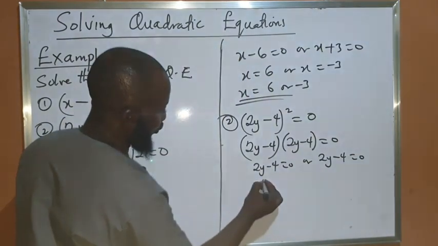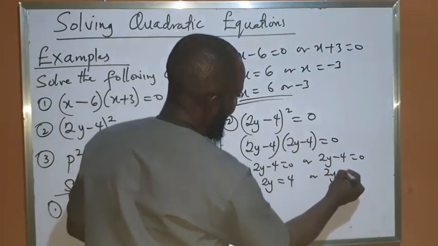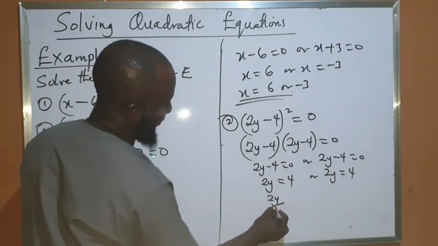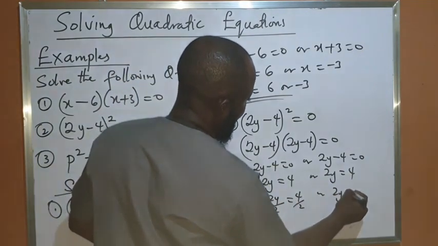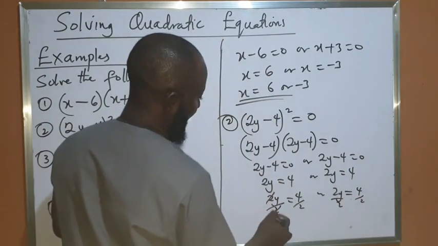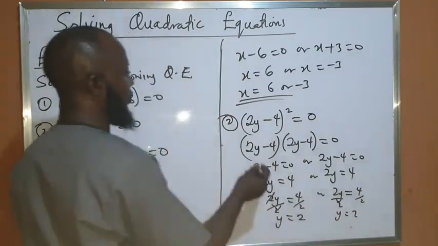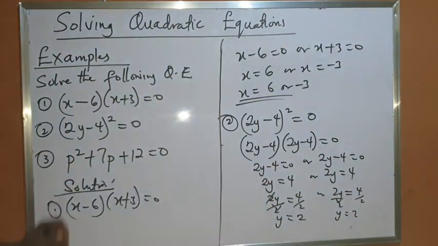In this case, 2y equals 4. Therefore, 2y divided by 2 equals 4 divided by 2. So the 2 cancels the 2, and y equals 2. That is the value of y here: 2. This is very clear. So that is that on question number 2.